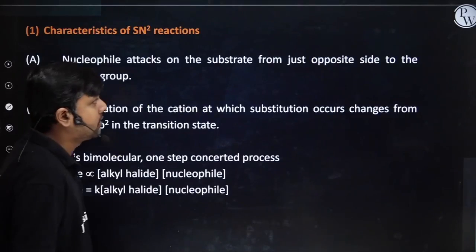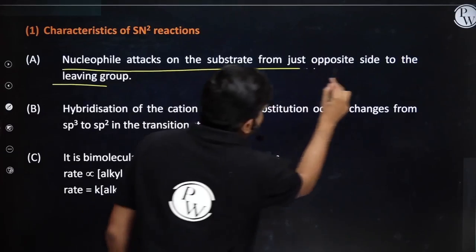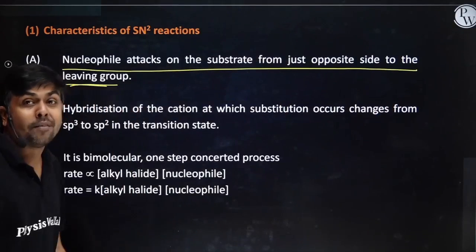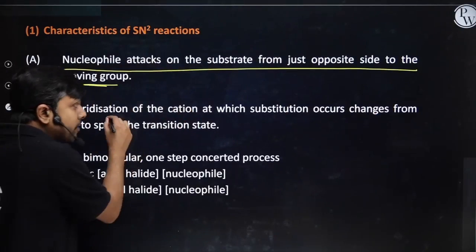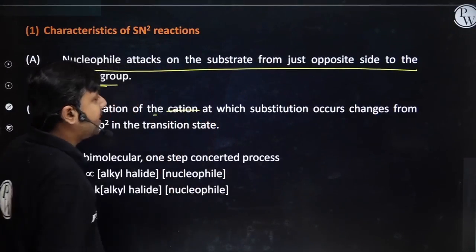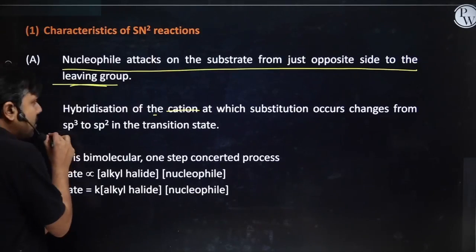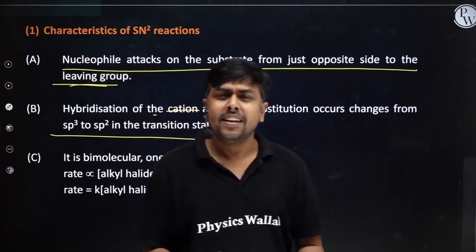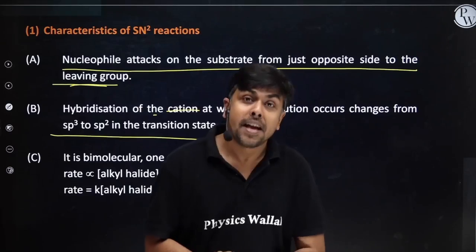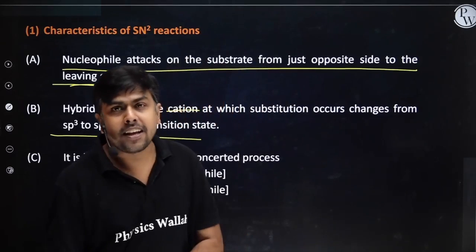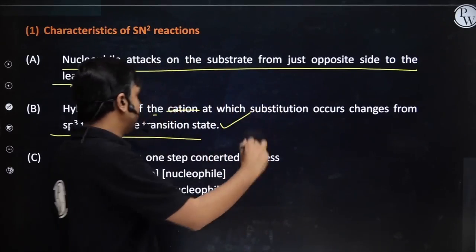Nucleophile attacks the substrate from just opposite the leaving group. We have discussed this, right? So we have a completely inverted product. Second, the hybridization of the carbon in the alkyl halide, the carbon at which substitution occurs, changes from sp3 to sp2. Initially the alkyl halide carbon was sp3 hybridized, and in the TS the carbon is sp2 hybridized. We have discussed this point also.